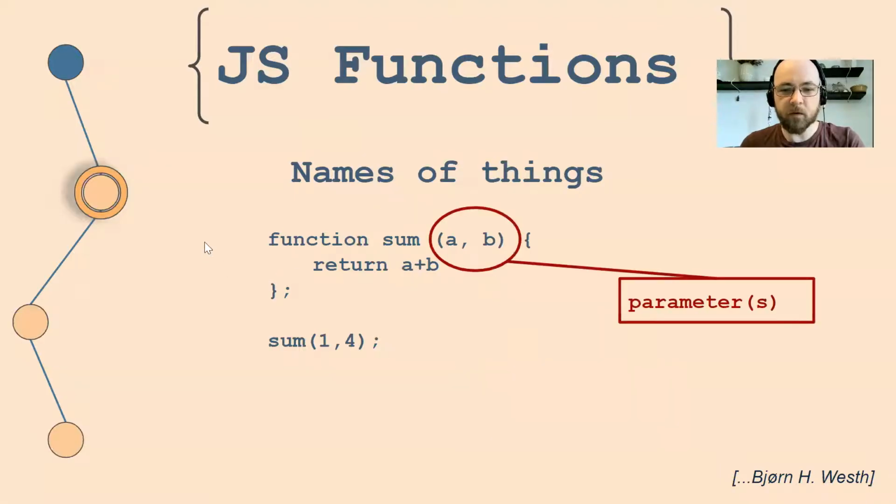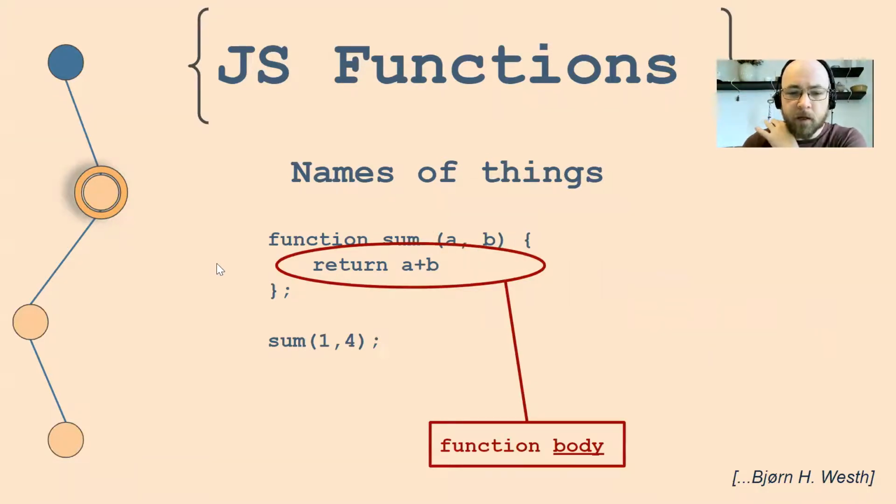So next one is, of course, the parameters. You can have from 0 to n parameters. There's no restriction on that. And then you have the function body.